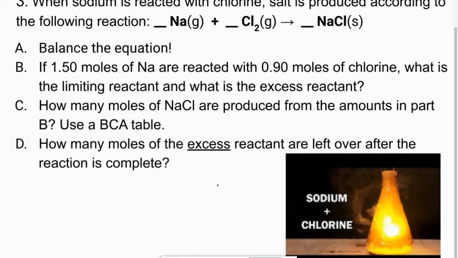If you're still struggling with mole-mole stoichiometry problems, make sure to reach out to your teacher, go to office hours, or email them with your questions, and ask questions during class tomorrow.